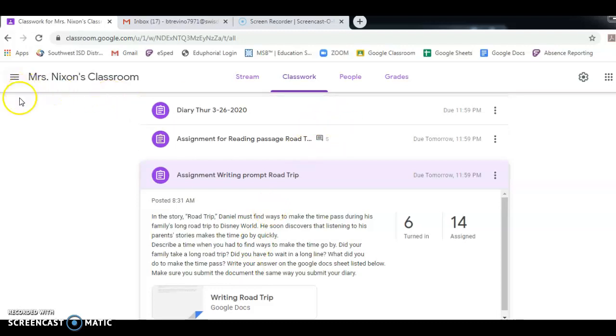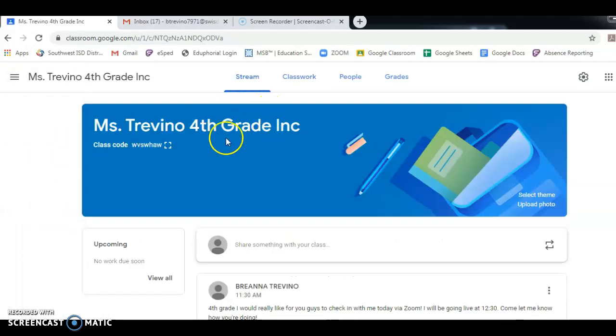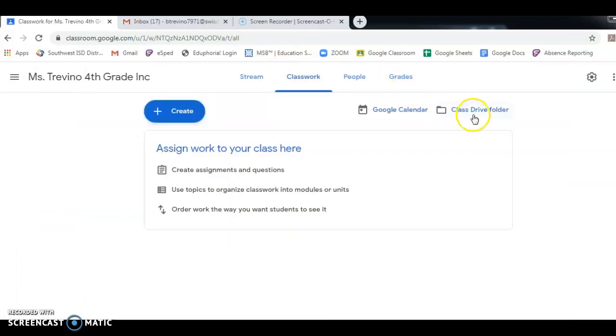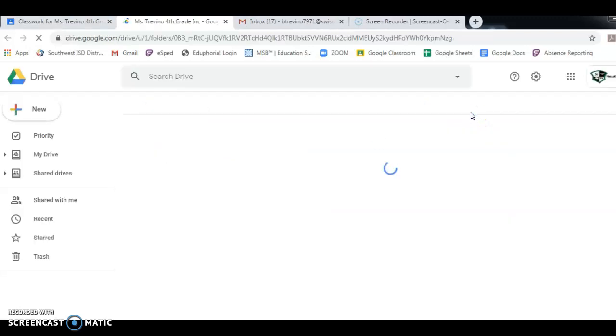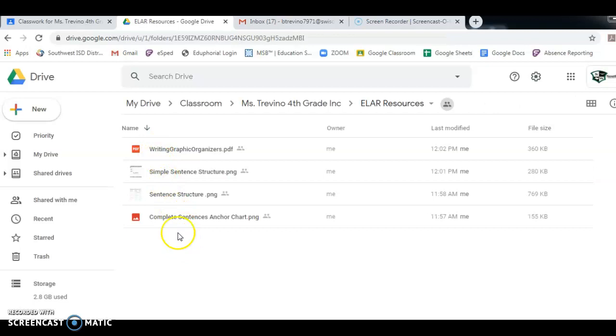Now, we practice brainstorming both with me, and you practice brainstorming with Miss Nixon and Miss Barriero. So, I'm going to show you, we're going to go to my classroom that you're in, Ms. Trevino's 4th grade, right? Classwork, class drive folder. We're going to go to ELAR resources. This is where you're going to find different resources that you can use.